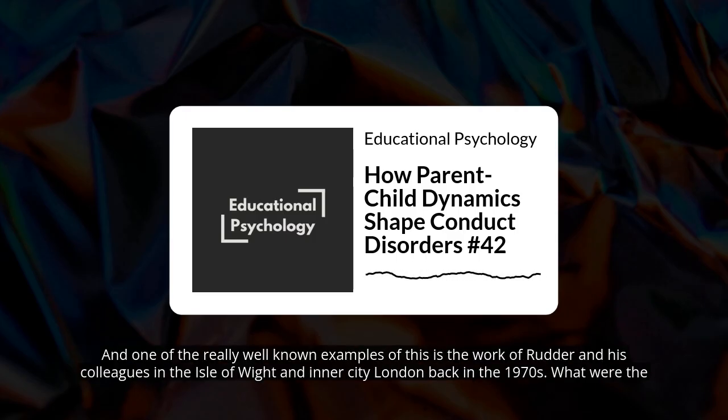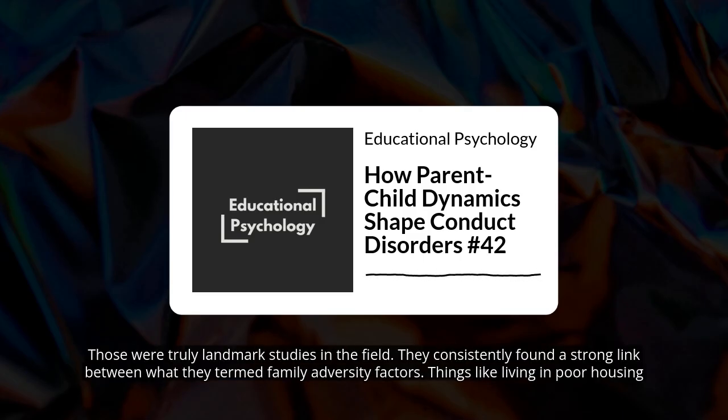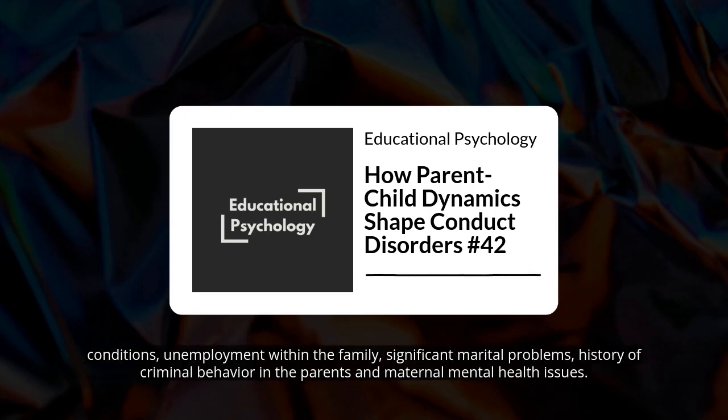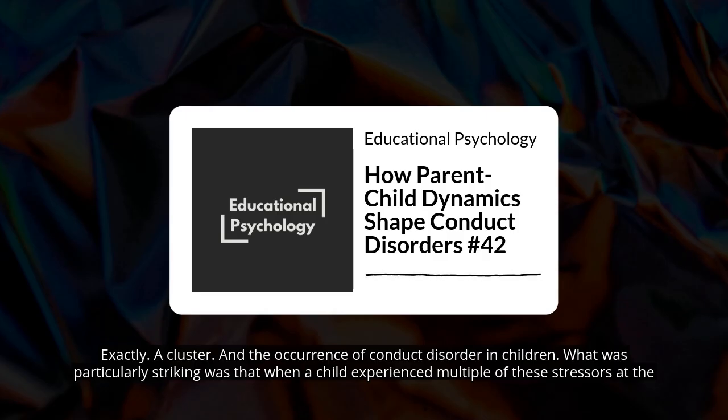And one of the really well-known examples of this is the work of Rutter and his colleagues in the Isle of Wight and inner-city London back in the 1970s. What were the key findings from those studies? Those were truly landmark studies in the field. They consistently found a strong link between what they termed family adversity factors, things like living in poor housing conditions, unemployment within the family, significant marital problems, a history of criminal behavior in the parents, and maternal mental health issues. A whole cluster of things. Exactly, a cluster, and the occurrence of conduct disorder in children.